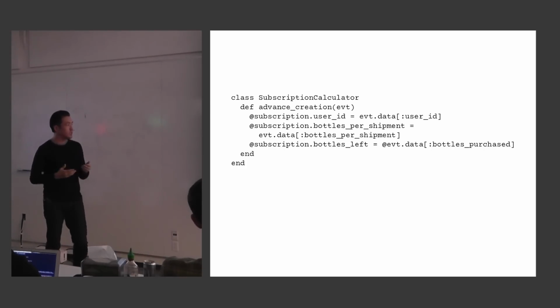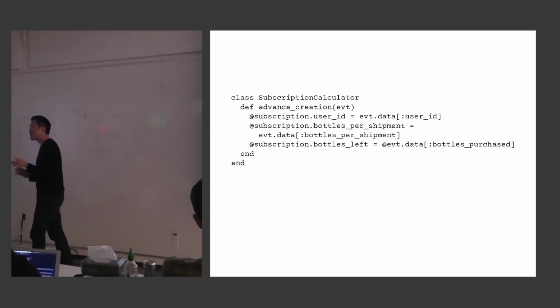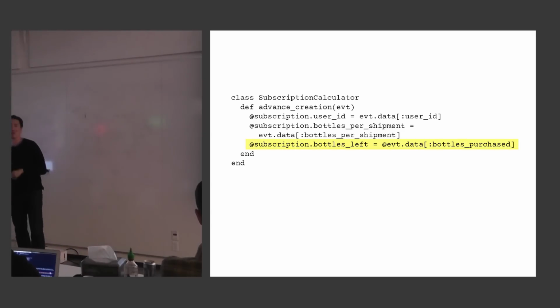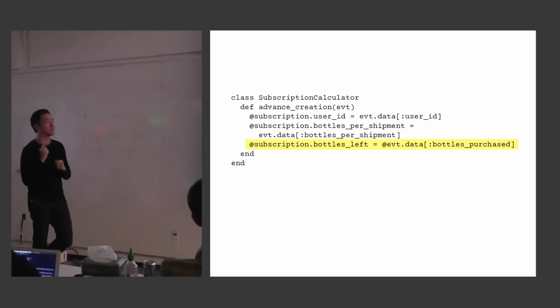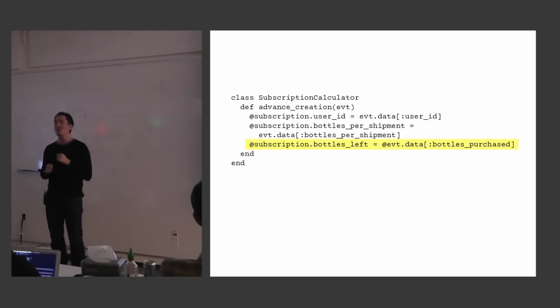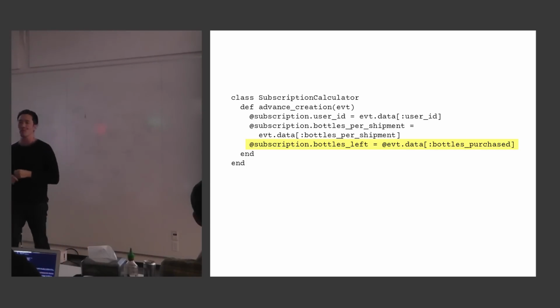You're setting the user ID, you're setting the bottles per shipment, you're setting the bottles left. It is worth noting right here, and this is where things start to get a little interesting, that it's not bottles purchased that you're storing on the subscription, you're storing the bottles left. As we go on, we'll be incrementing and decrementing that number based on events in the domain.